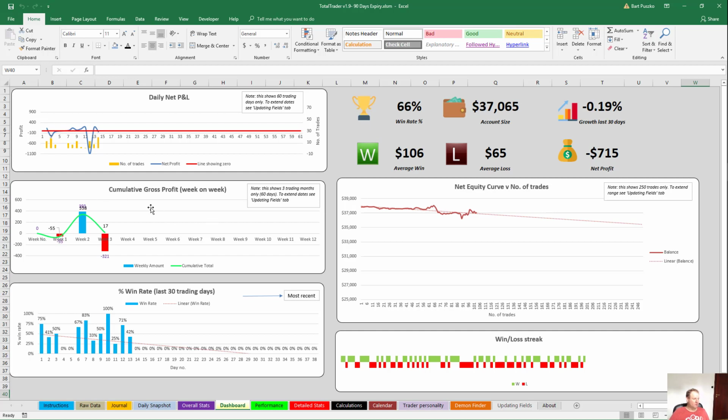Then you've got your cumulative gross profit. So the green line is your cumulative total week on week, and the columns are the actual specific amounts in that week. So as you can see, this week hasn't been fantastic. So my cumulative has dropped down. My cumulative, I think I'm up $17 or something. I don't know, gross wise. Net wise, I'm down 715 based on the starting balance.